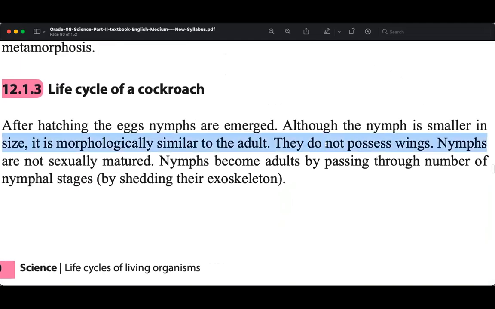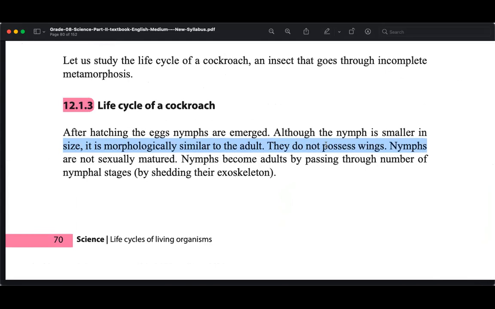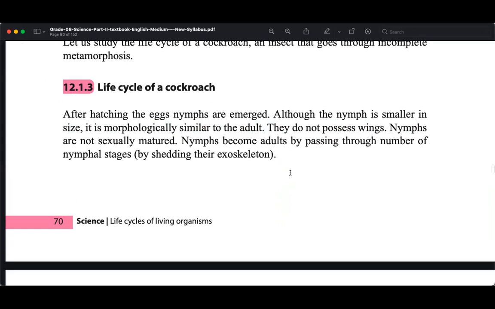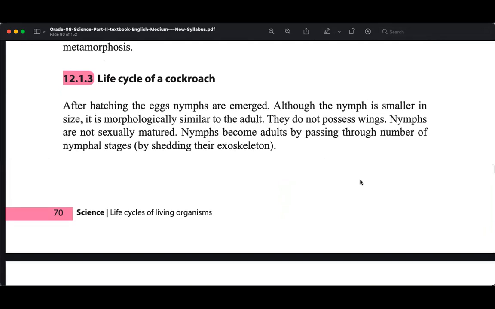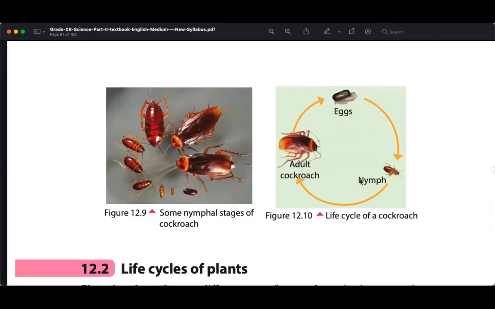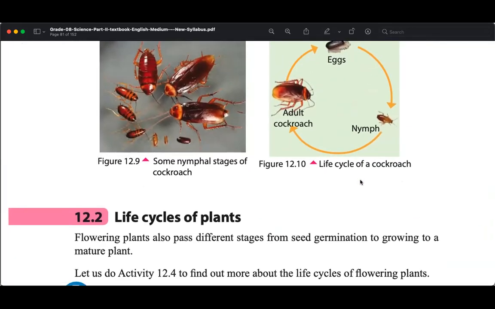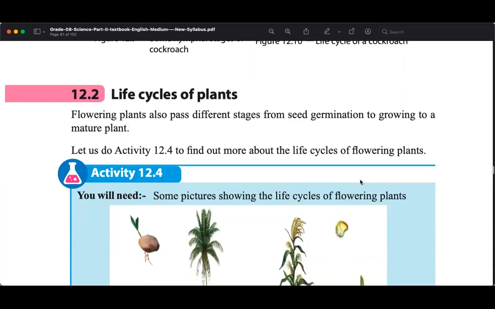As I said, they do not have a very active body. The reason is they do not possess wings. And then the skeleton and the shape of the body change, and finally they become adults, and at that time they can fly. Right? Okay, so that is very simple.